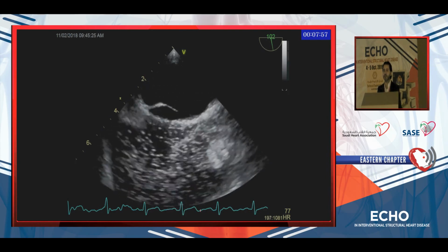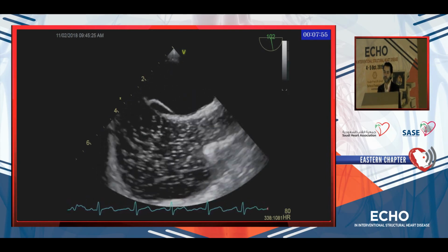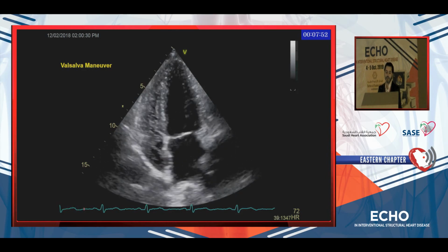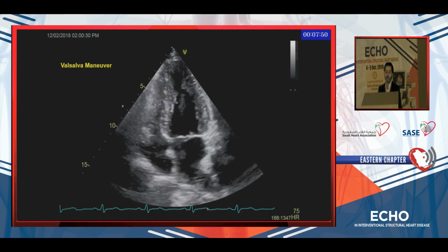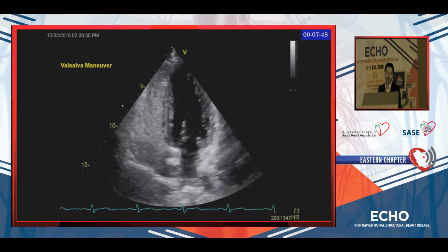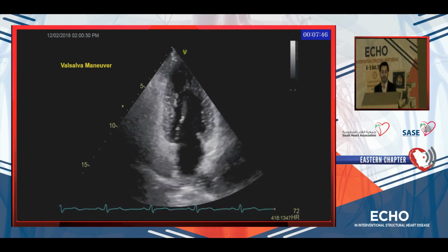Sometimes you have inadequate injections. You should not comment about this. You have to do something else. This is the same patient with adequate injection and good Valsalva. And if you note, it is positive for a PFO.